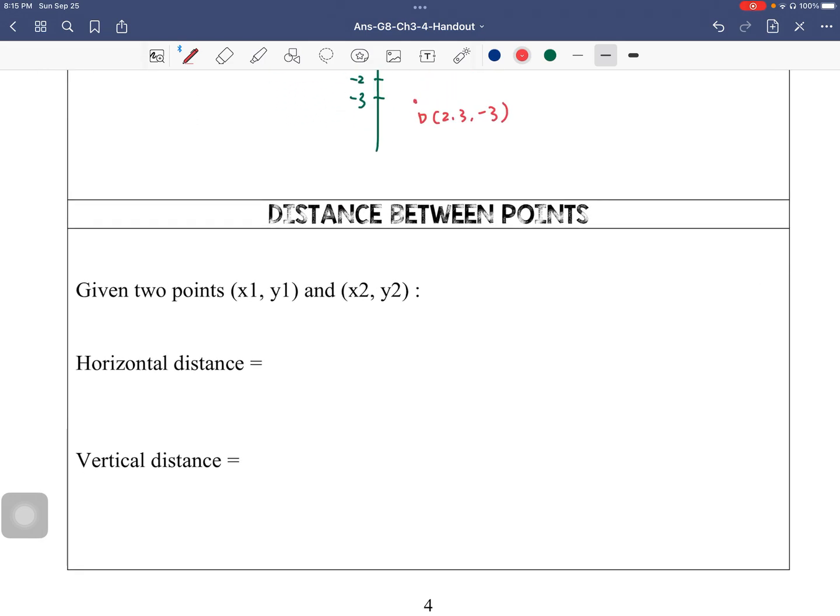Okay, so the distance between points. If I have 2 points, x1, y1 and x2, y2, the horizontal distance between these 2 points can be calculated as x2 minus x1, with an absolute value, and the vertical distance can be calculated as y2 minus y1, with an absolute value.